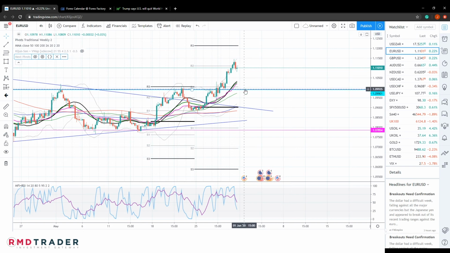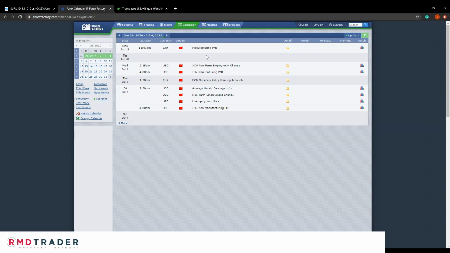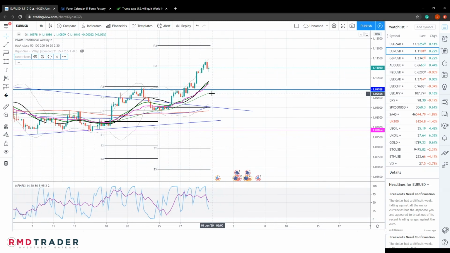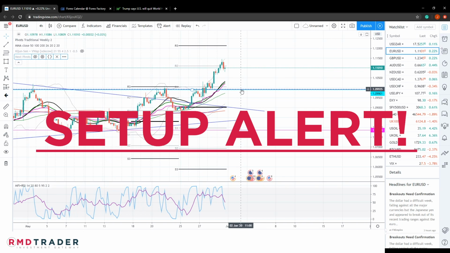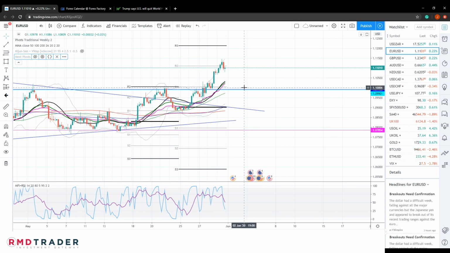It's also worth noting that our 1.10 level will also coincide with previous pivot levels as well as previous swing highs of last week. And looking at the economic calendar, we can see that on Monday we have the manufacturing PMIs. On Thursday we have an ECB monetary policy meeting, and then non-farm employment change and unemployment rates on Friday, which will have a large effect on price and volatility. So please keep an eye out for this 1.10 level in this week.